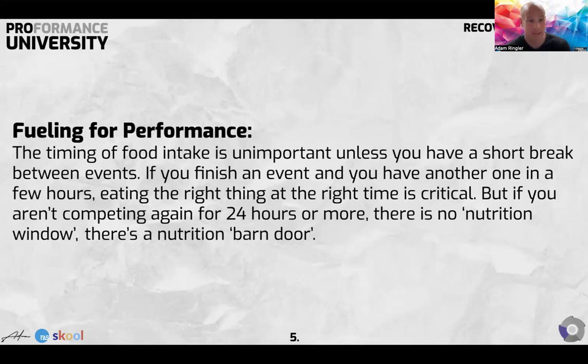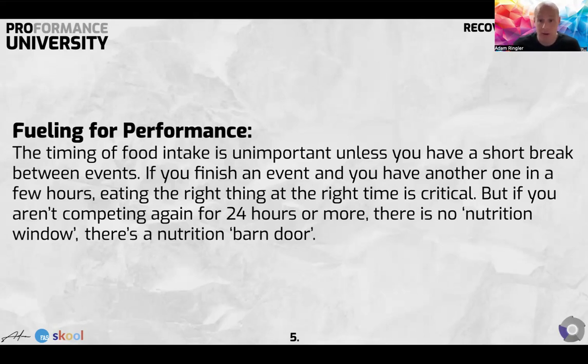Fueling for performance. She also talks about, and we hear this a lot, the anabolic window. As a strength coach, I might have even talked a lot about the anabolic window on our last Q&A call. But in her research, the timing of food intake is unimportant unless you have a really short break between events. So if you finish an event and you have another one in a few hours, eating the right thing at the right time is so critical, right? I was a wrestler.